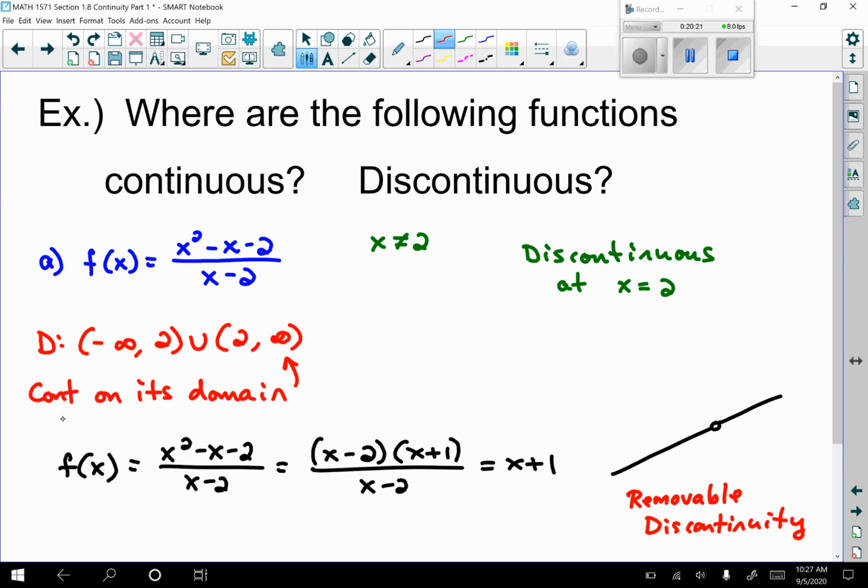So we had to simplify this here to help us identify the type. So f of x is continuous on its domain, discontinuous at x equals 2 if we were to look at all the x values. And here we simplified it to a line, which meant at x equals 2, f of 2 does not exist. We can provide a point to fill that in, which would remove the discontinuity.